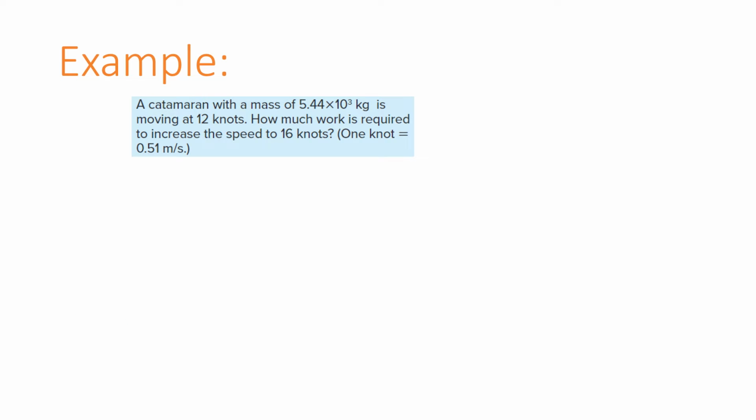So let's look at this example. A catamaran with a mass of 5.44 times 10 to the power of 3 kg is moving at 12 knots. How much work is required to increase its speed to 16 knots? 1 knot equals 0.51 meters per second, and this unit isn't the SI unit, so we need to convert the final and the initial velocity.